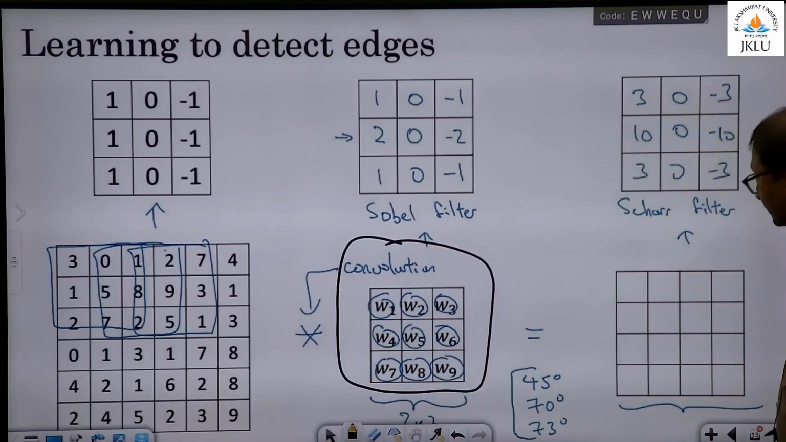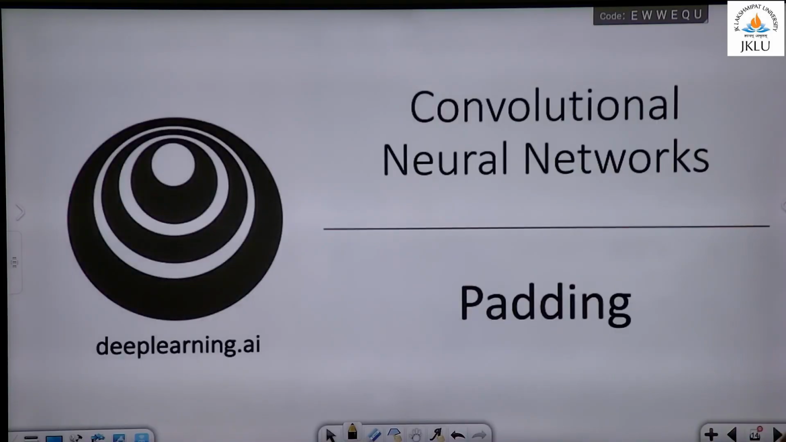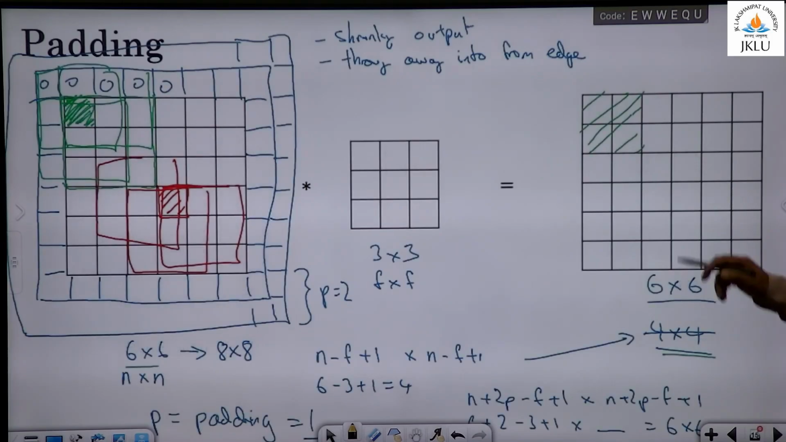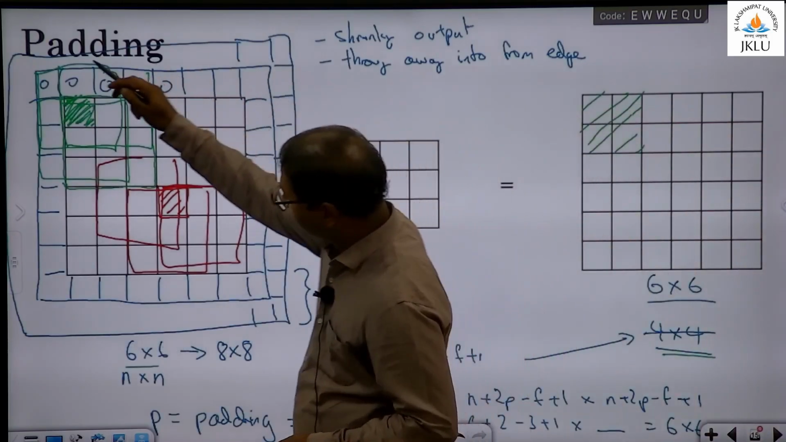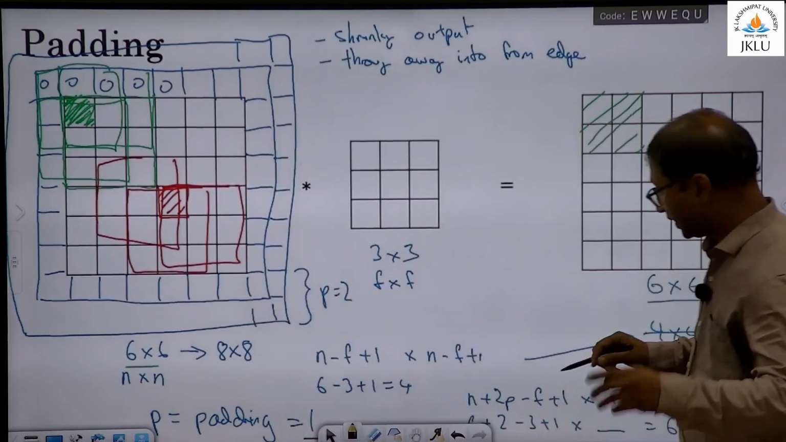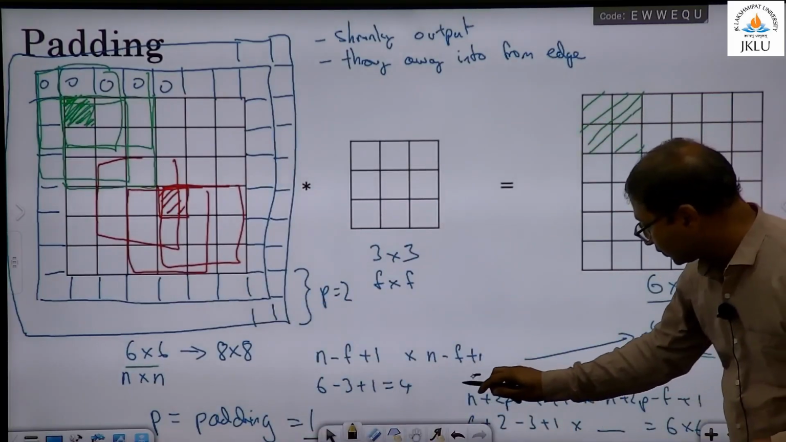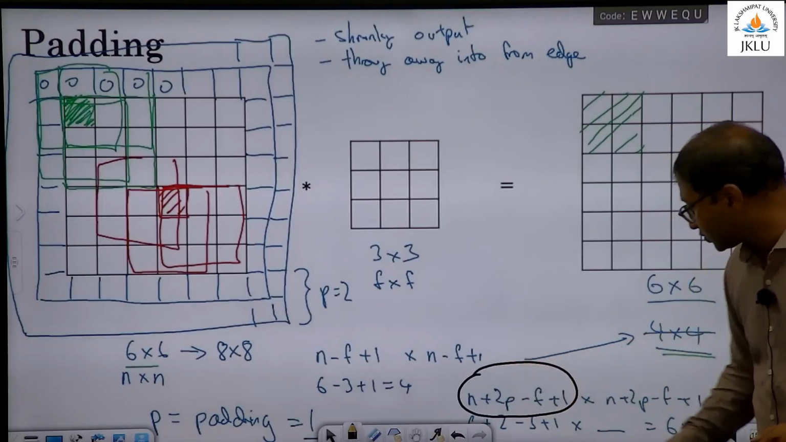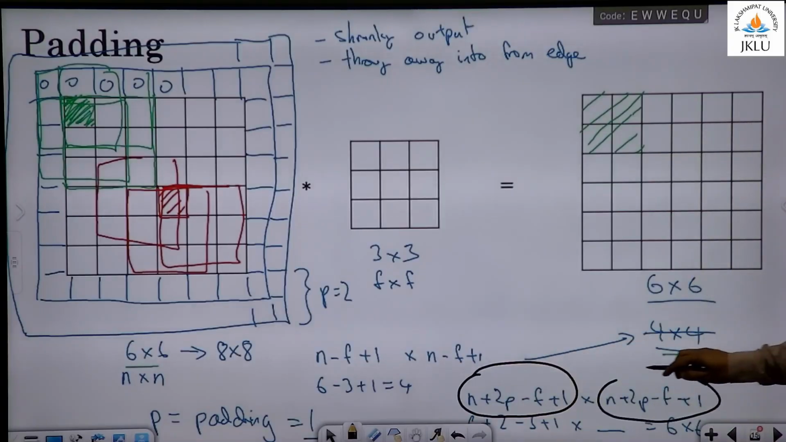Maybe not right now. Padding, we have done padding. So padding, you just put a layer of zeros, and as rightly pointed out, your output will be n plus 2p minus f plus 1 cross n plus 2p minus f plus 1. Okay. This is done. Any questions here?